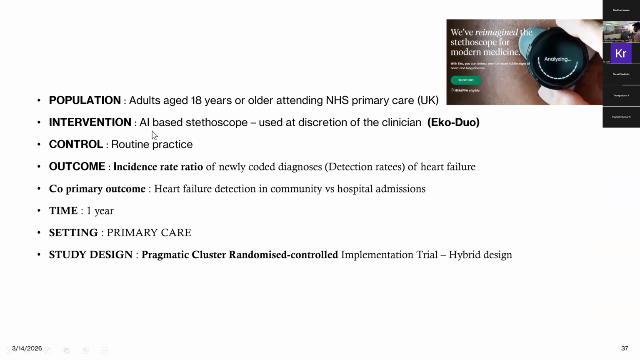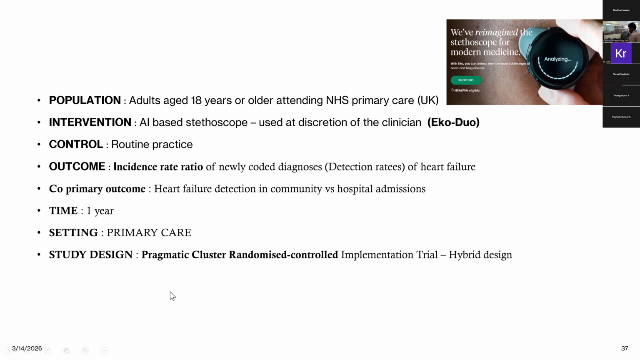So the PICOT statement of the study: the population included were adults aged 18 years or older attending NHS primary care. The intervention here was an AI-based stethoscope, which was used at the discretion of the clinician. The control was routine practice to diagnose heart failure or other heart ailments. The primary outcome that the study authors wanted to find was the incidence rate ratio of newly coded diagnosis of heart failure. The co-primary outcome was to find out the rate of detection of heart failure in the community versus hospital admission after integration of the AI-based stethoscope. The time period was 1 year, and it was a primary care setting.